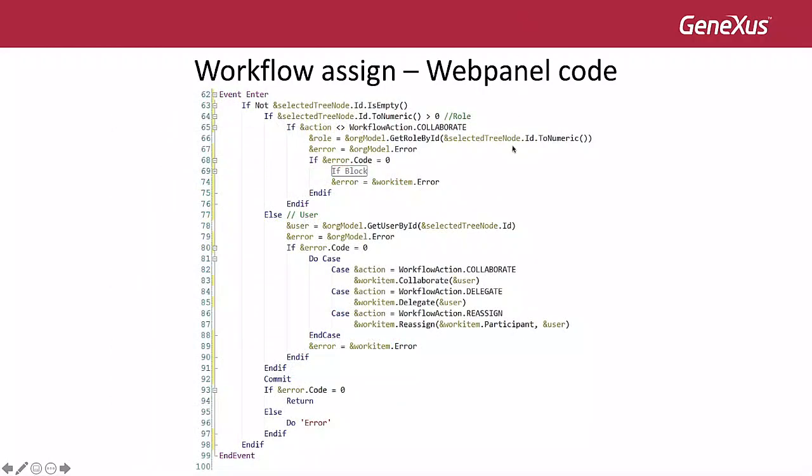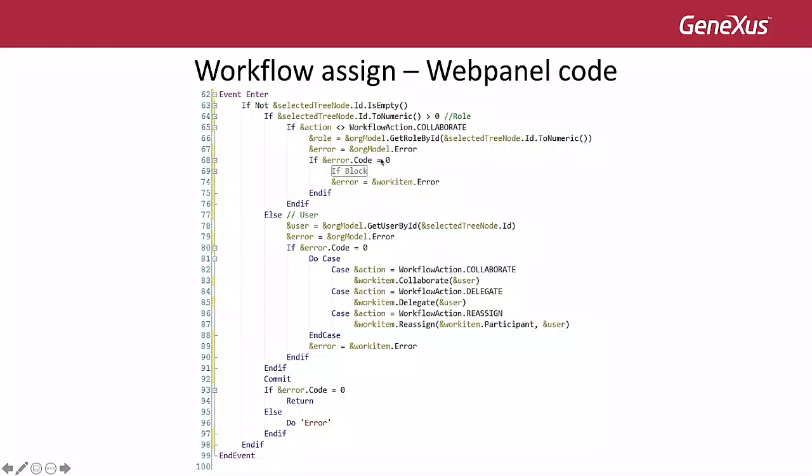When it's assigning an element, because we select a user or a role and then press confirm, it will validate that the tree code node is not empty, and the action is not collaborate. It will get the role selected in the tree with the ID selected on the variable, and then it will get this role using the organizational model getRoleById, which will receive the ID of the role that is loaded in this variable. Then we are going to get the workflow role here in the variable role.